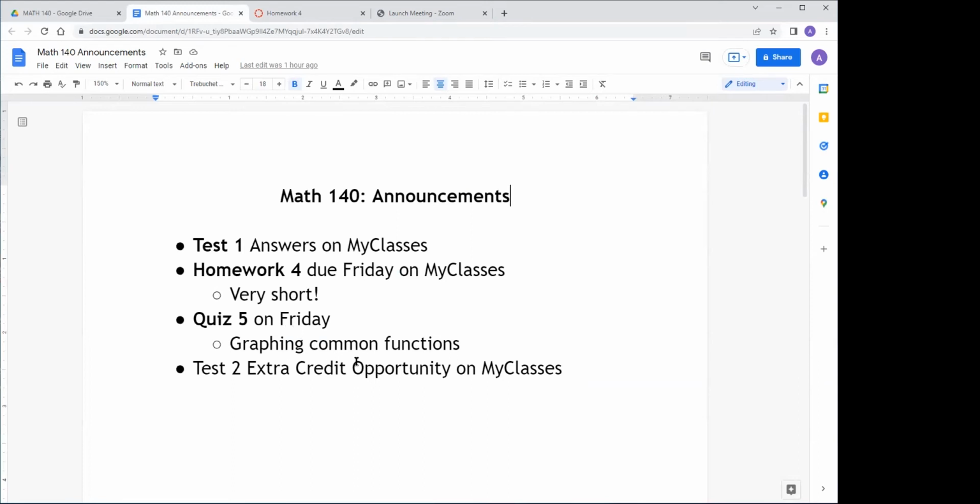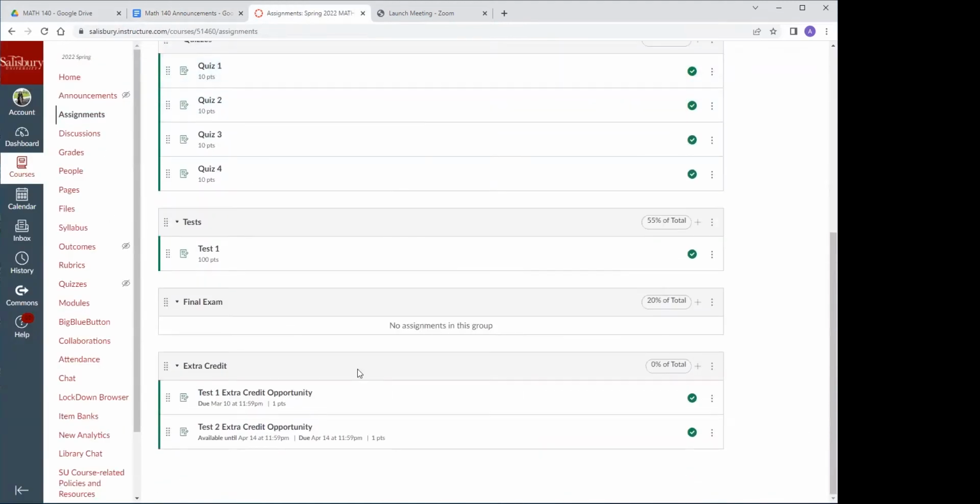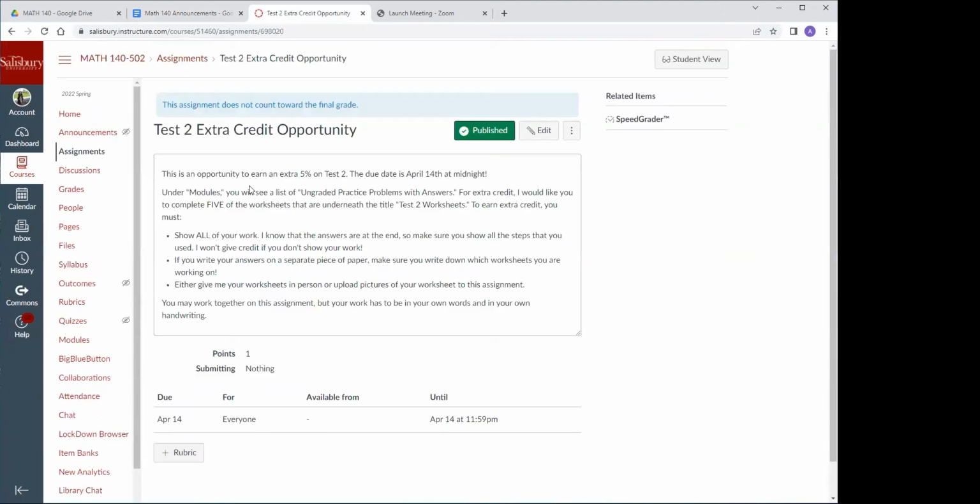I also put up an extra credit opportunity for test 2. It's very similar to the one for test 1. If you go down to assignments again and scroll all the way down, you can see the directions for it. If you want to earn an extra 5% on test 2, you'll have to do this assignment by April 14th, so the day before test 2.